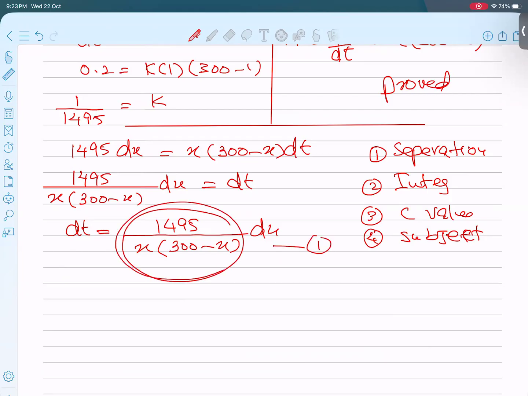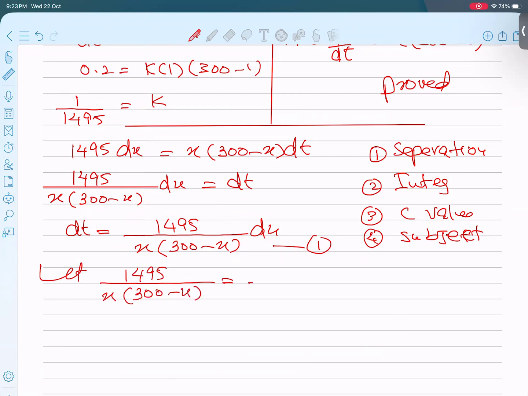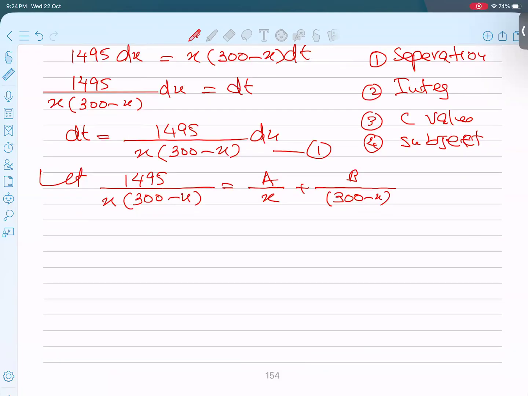I will consider this part only, and I say here let 1495 divided by x times (300 minus x) equal two fractions. One time this in and one time this in the denominator. So x here and 300 minus x comes here. Here a, here b. Now what is the best way? We have two ways. Take LCM and cross multiply. Our second choice: what is the left hand side?